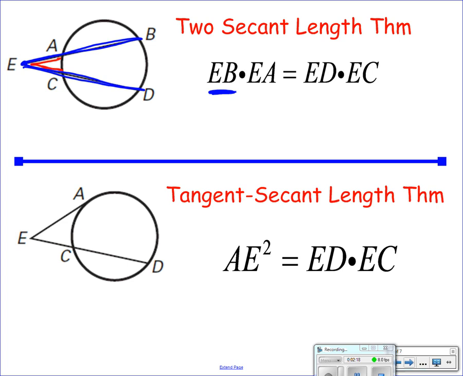Now the tangent and the secant. If I were to move B infinitely close so that you get a tangent, that's why it's EA squared is equal to ED, again the whole segment, times the little piece that's outside the circle. Okay, the whole segment. So let's do a couple examples involving these.